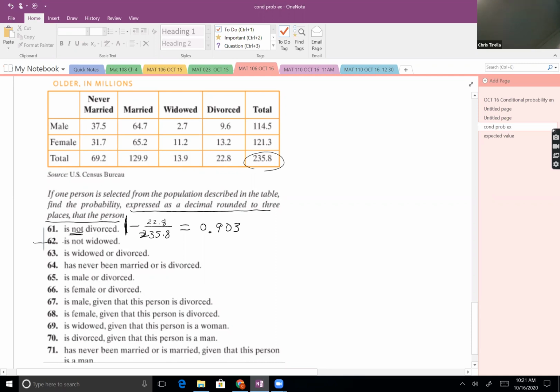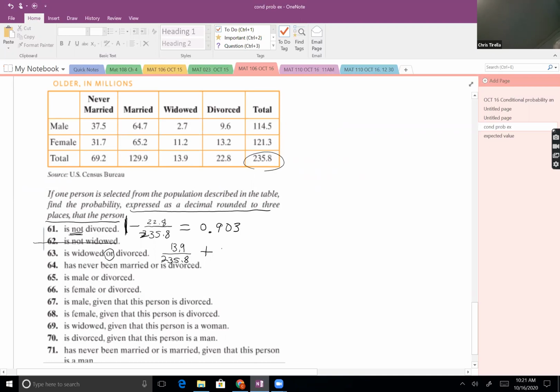Due to spacing, I'm only going to do every other one because the alternates are kind of repeats of the same idea. Can we look at 63? Okay. The word or tells me to add. So the probability that somebody is widowed, total number of widowed people are 13.9 over total number in the sample space.